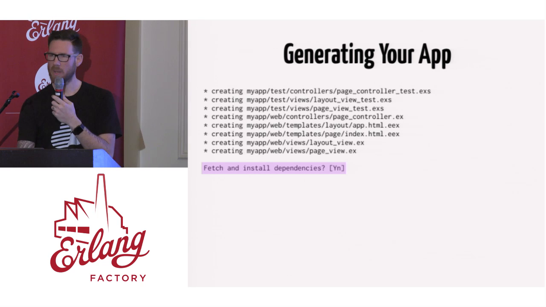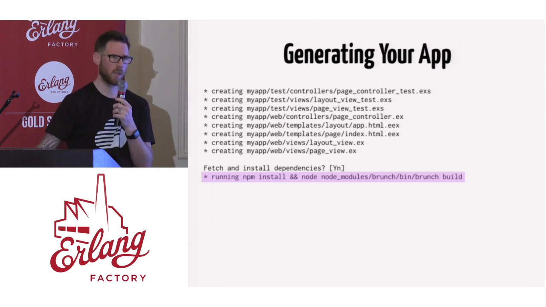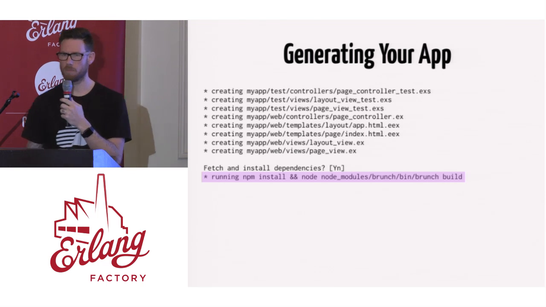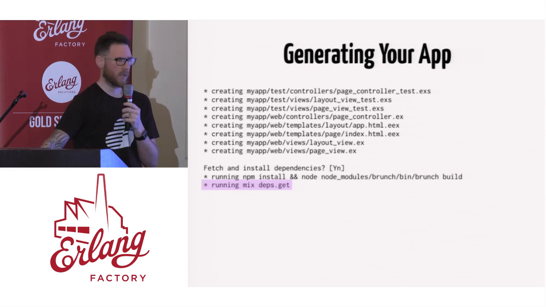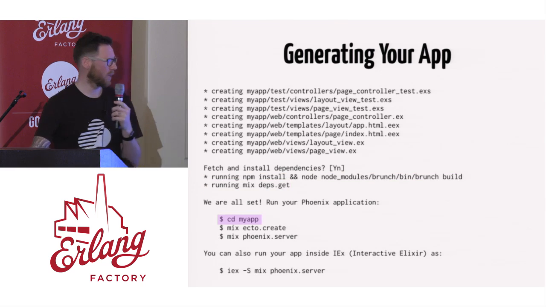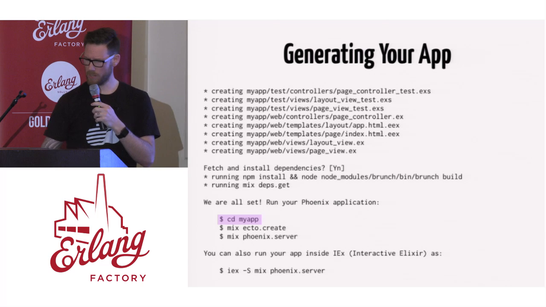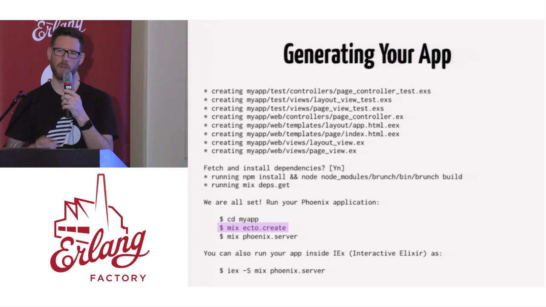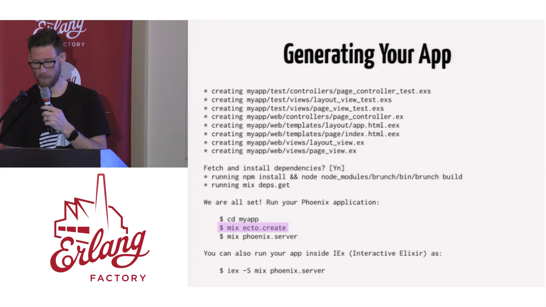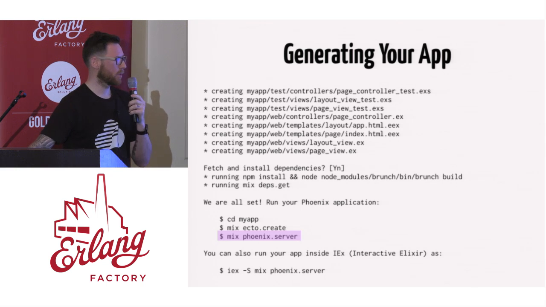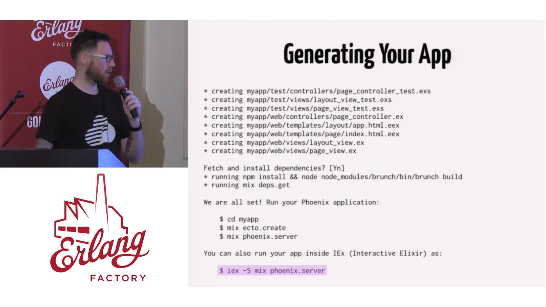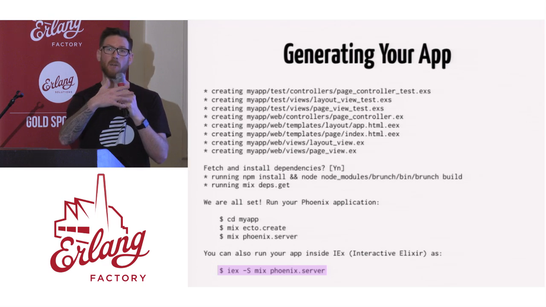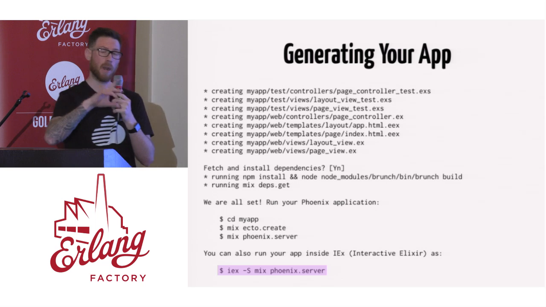It'll automatically fetch and install dependencies for you as well, including the front-end build tools for all of your JavaScript and CSS asset pipeline stuff. And then all you've got to do is change into that directory. You can run a command called mix ecto.create, which will create the database for your application. And then you can start the server. You can do that with mix phoenix.server, or you can use IEx as well, which will put you into an interactive Elixir prompt that'll allow you to interact with your running machine.